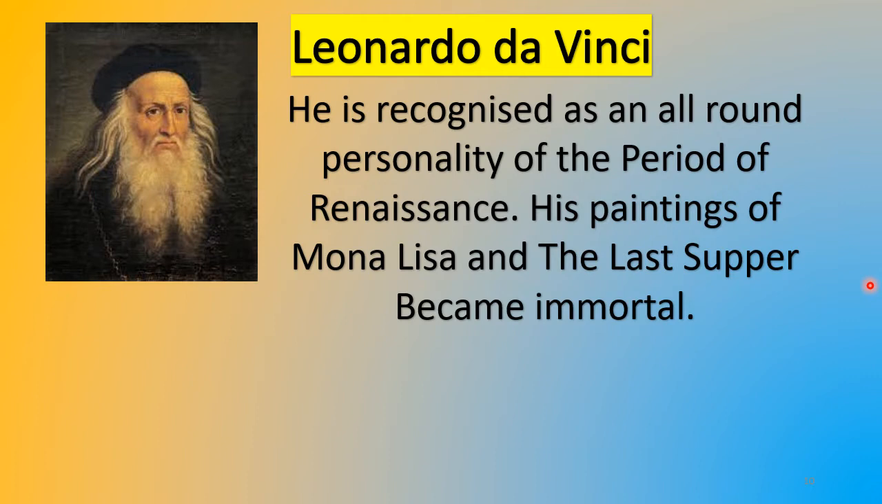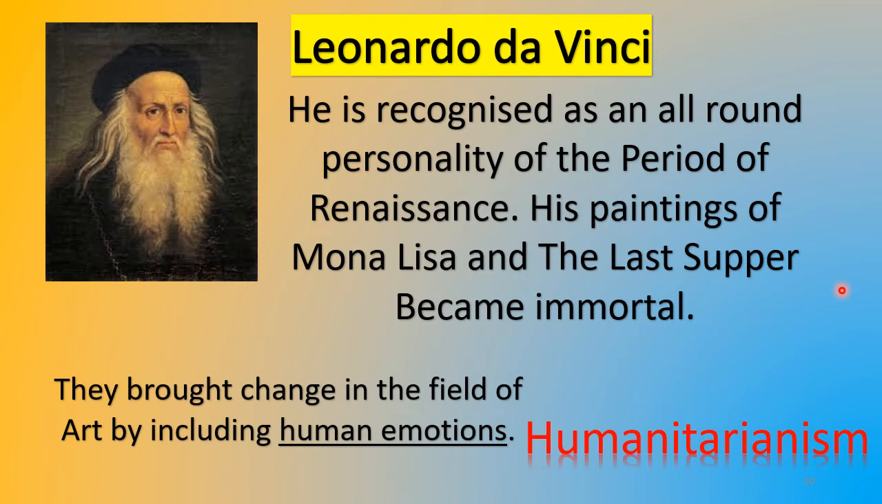Leonardo da Vinci was recognized as an all-round personality of the period of Renaissance. His paintings of Mona Lisa and the Last Supper became immortal. So children, Leonardo da Vinci was an artist. He was known for his various sculpture, architecture, but due to his paintings of Mona Lisa and the Last Supper, he became immortal. Everyone saw his paintings of Mona Lisa and the Last Supper. It became very famous. They brought change in the field of art by including human emotions.